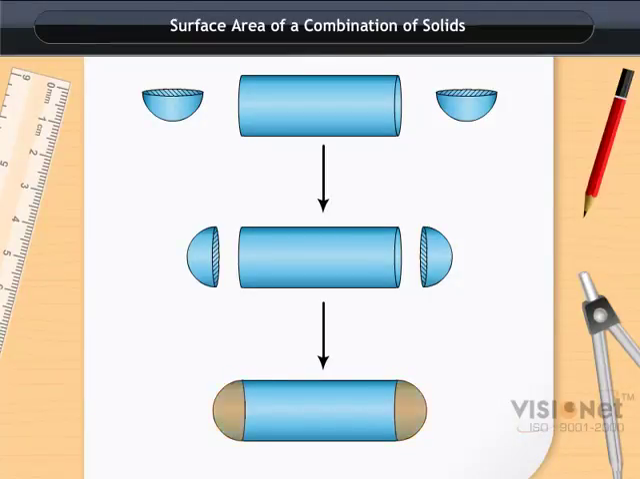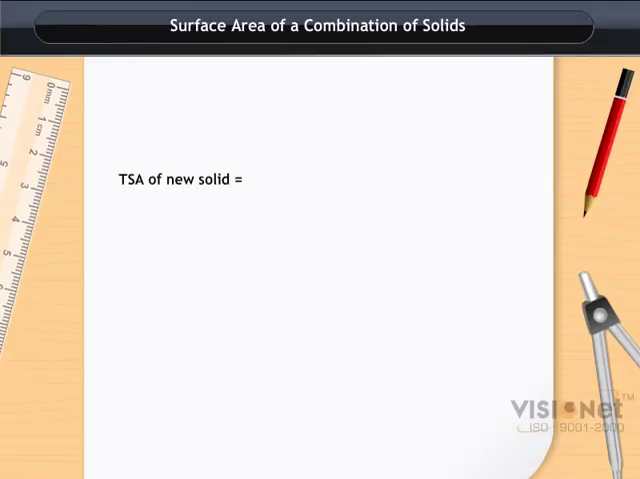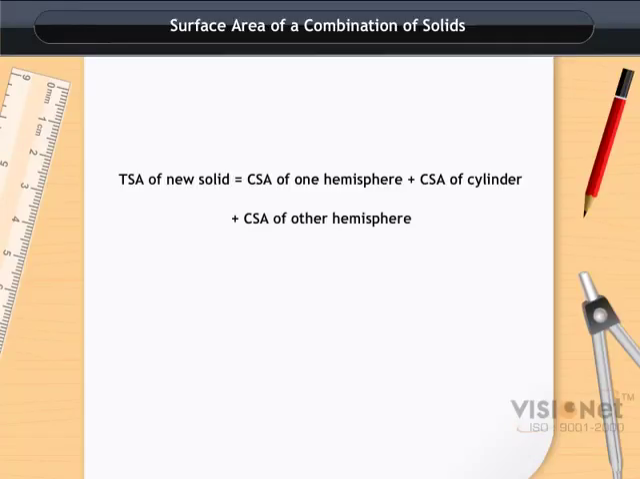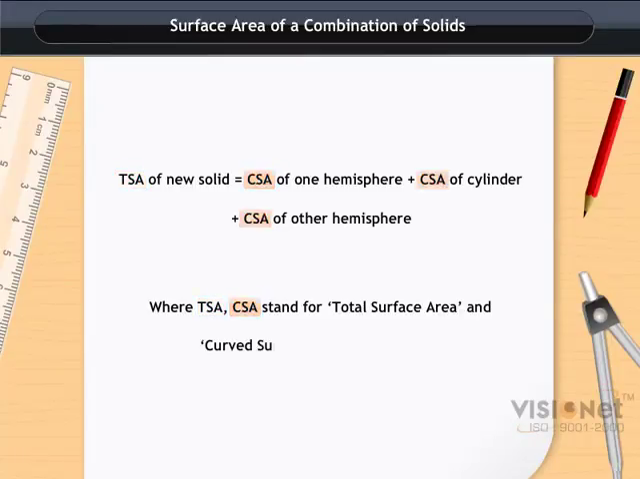surfaces of the two hemispheres and the curved surface of the cylinder. So the total surface area of the new solid is the sum of the curved surface areas of each of the individual parts. That is, TSA of new solid is equal to CSA of one hemisphere plus CSA of cylinder plus CSA of the other hemisphere. Here TSA stands for total surface area and CSA stands for curved surface area respectively.